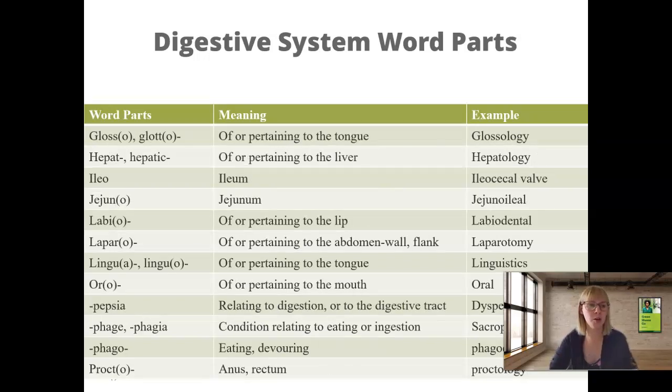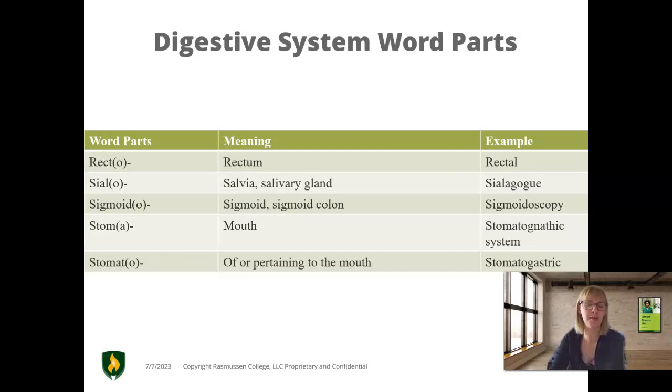Continuing on, we have word parts glosso or glotto, hepat or hepatic, ilio, jejuneo, labio, laparo, lingua or linguo, oro, and procto. And then we have the suffixes pepsia, phage or phagia, and phago. And one more round of those, we have the final word parts of recto, salo, stigmato, stoma, or stomato.